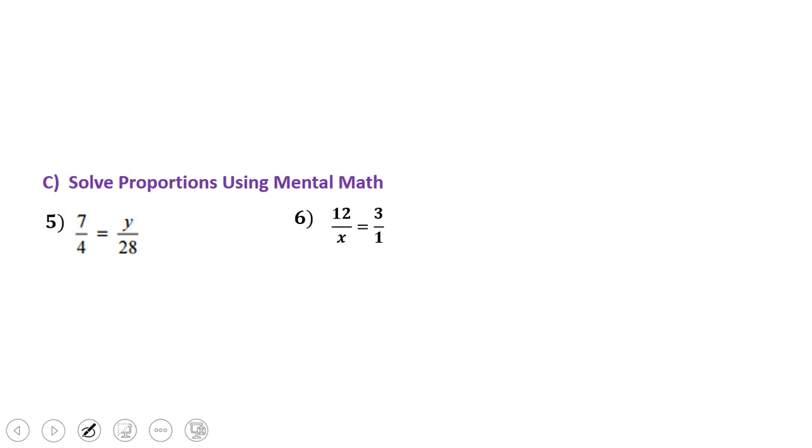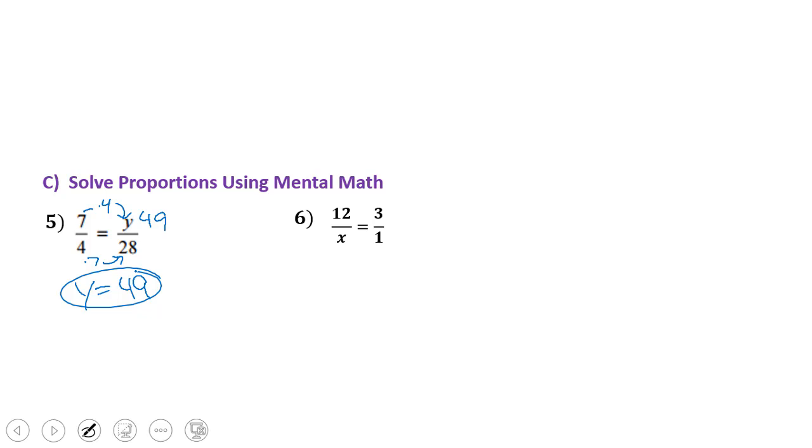Our first 2 examples are using the mental math method. So number 5, 7 is to 4 as y is to 28, and we recognize right away I can take 4 and multiply by 7 to get 28. So 7 times 4 is going to give me 49. y equals 49. Now, I was writing all that down, but you certainly could have done that mentally in your head.